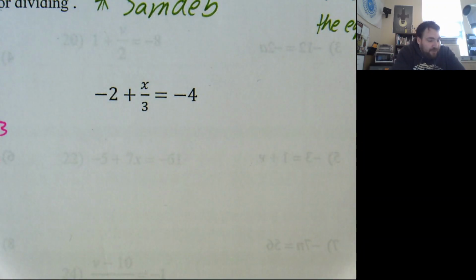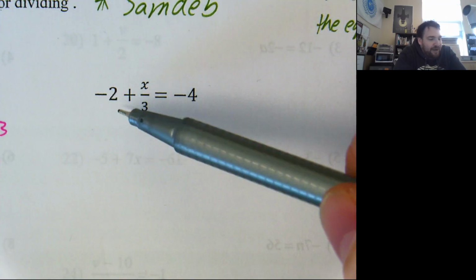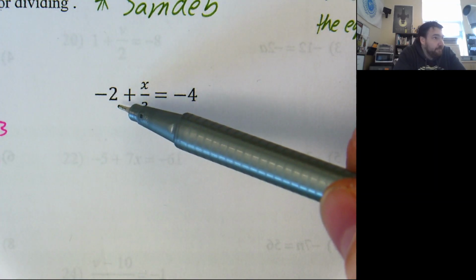I got -2 plus x over 3 equals -4. Do I have any like terms there on the same side of the equal sign? Gino says no. Gino's correct. So what am I going to try and get rid of first? That -2. How do I get rid of a -2? We're going to add 2.